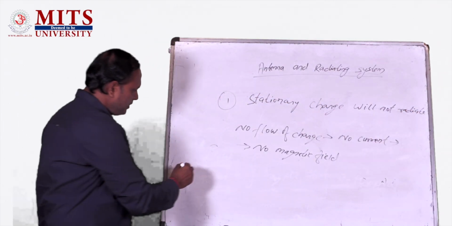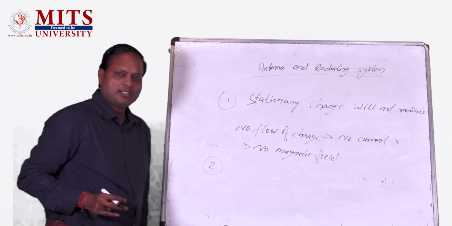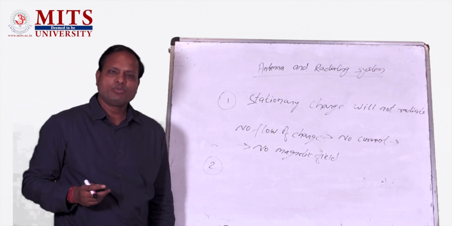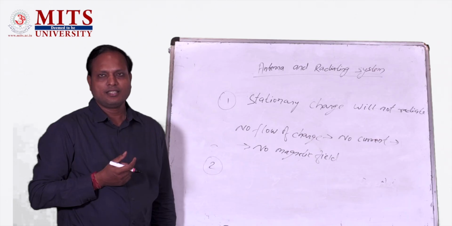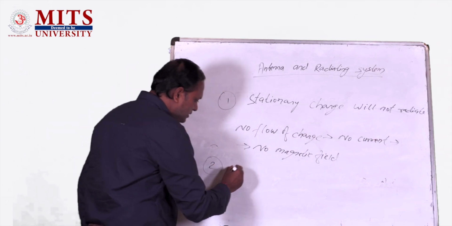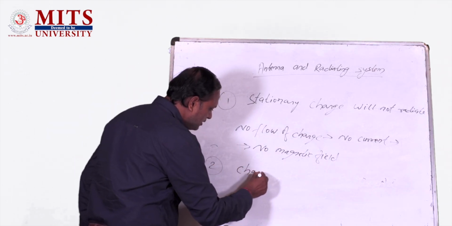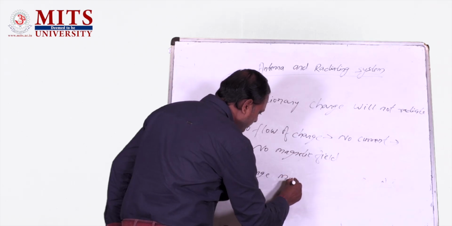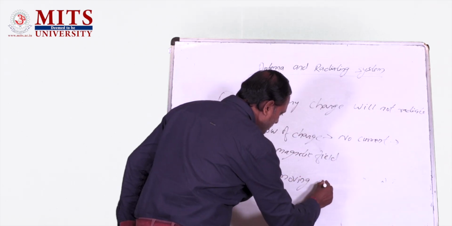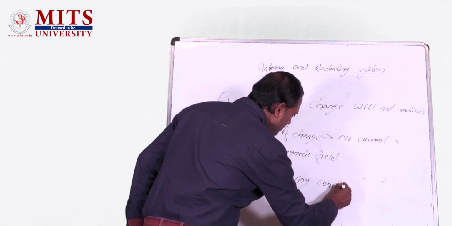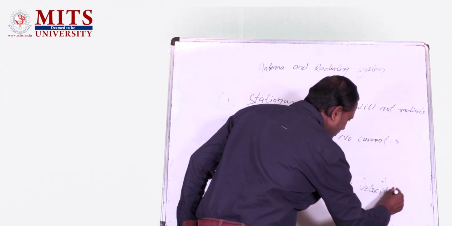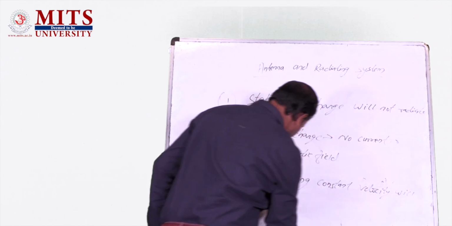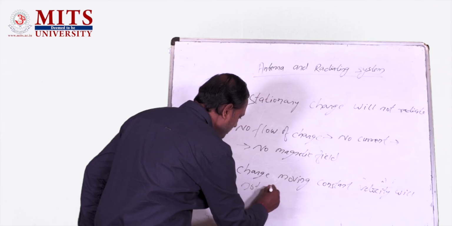Now the next point: when the charge is moving with constant velocity, does it radiate? A charge moving with constant velocity will also not radiate.